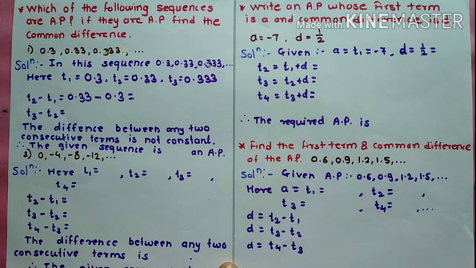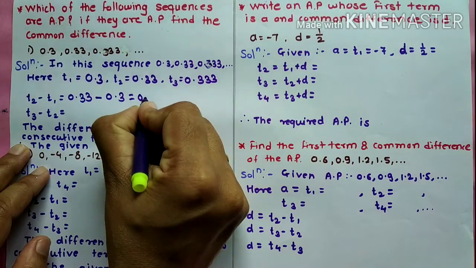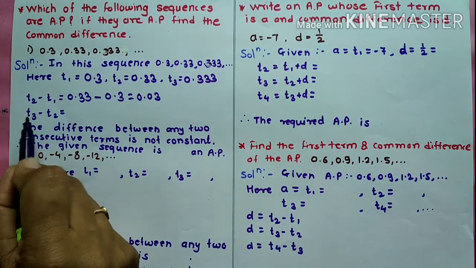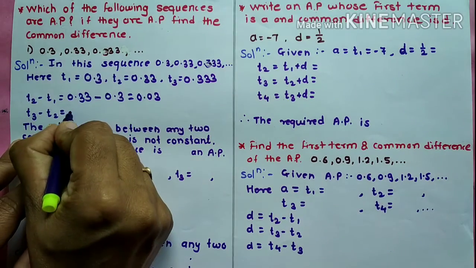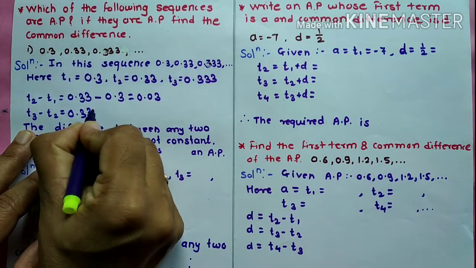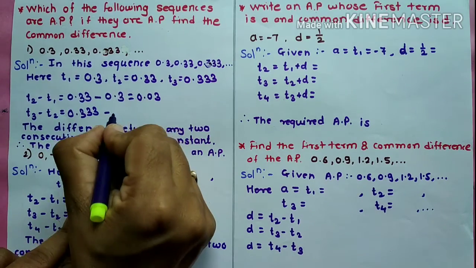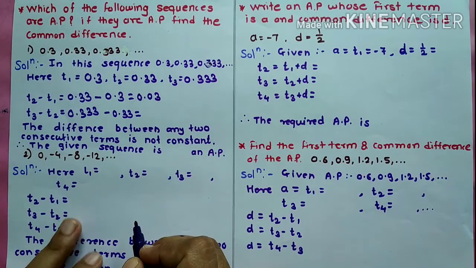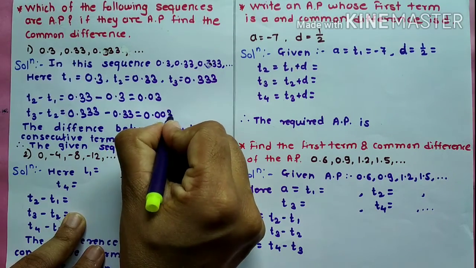0.33 minus 0.3 is equal to 0.03. Now we have to find T3 minus T2. T3 is 0.333 minus T2. T2 is what? 0.33, which is equal to 0.003.